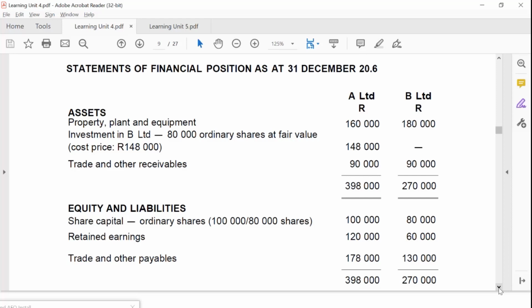So what will be your journal entry? What will be your pro forma journal entry? Which one am I debiting? Which one am I crediting? We are going to debit the share capital. Okay, I'm writing it down. 80,000 and then 148,000. And what do I credit?